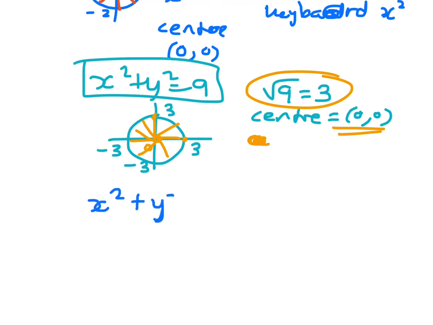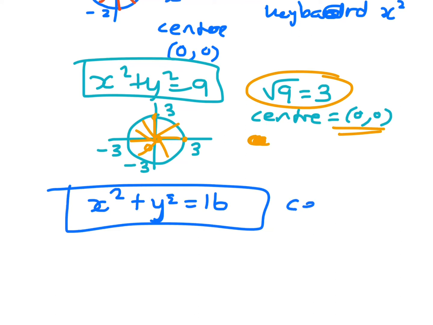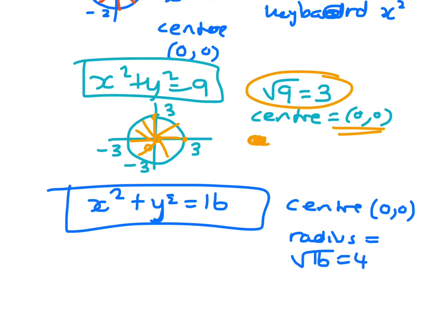So once again, let's just look at this. What would the centre be, and what would the radius be? Okay, so the centre here would be 0, 0, and the radius would be the square root of 16, which is 4.